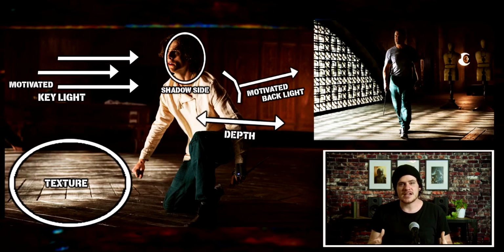So you have motivated backlight, motivated key light, depth, shadow side, texture. These are the things that make up a good shot. This is a pretty easy one. I want to take a look at a couple more.